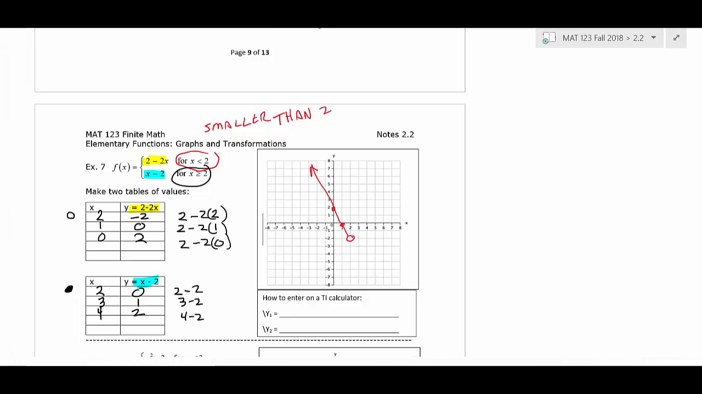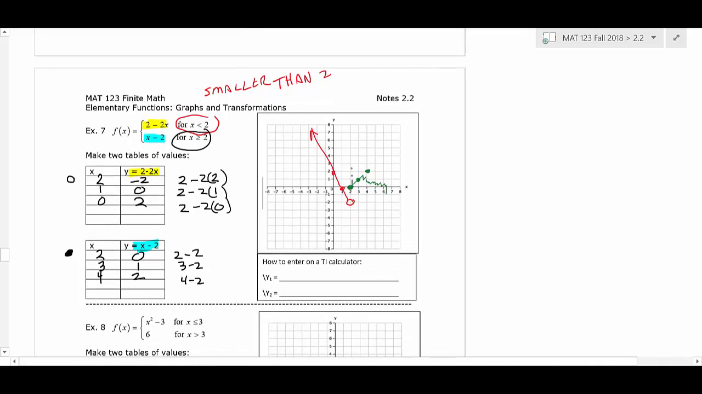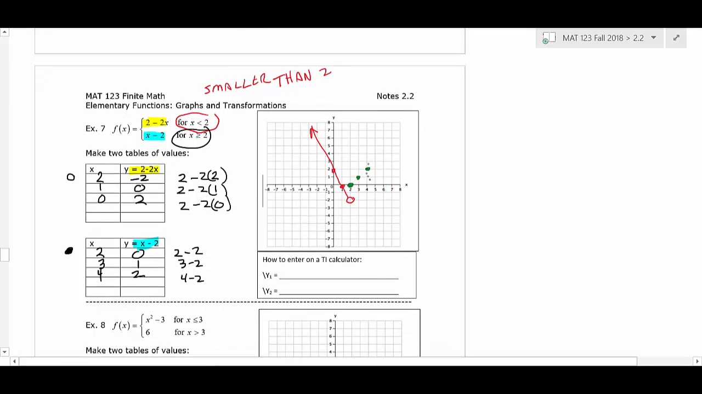All right, and let's see, I'll do this in a different color. So we've got 2, 0, that is solid. Then we have 3, 1. Then we have 4, 2. And which way is that graph going to go? It's going to go to the right. It's going to the right of 2, so it goes like this. Okay, so that's what your graph looks like.